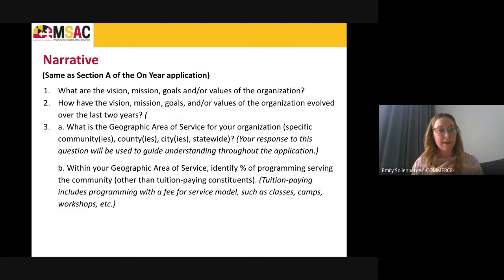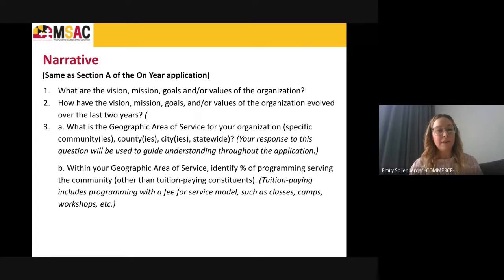Question 1 is, what are the mission, vision, goals, and/or values for your organization? 2 is, how have the mission, vision, goals, and/or values of the organization evolved over the last 2 years? 3 is, what is the geographic area of service for your organization? So here we're looking for specific communities you're serving, counties, cities, statewide. And this response, as it is in the on-year application, is used throughout to get a better understanding of what you're providing in the application itself as a guidepost.